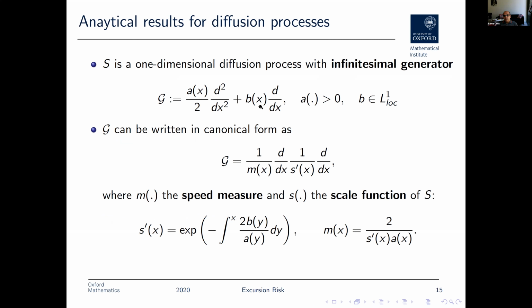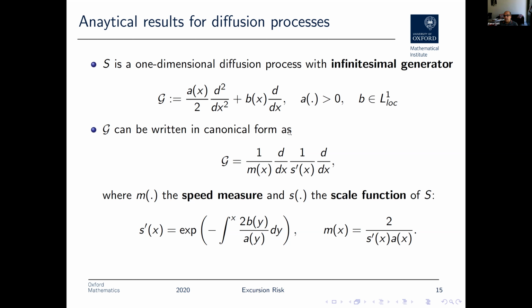So now I'm going to look at the case where S is a one-dimensional diffusion process, which is described by its infinitesimal generator. So there is a drift coefficient B, and there is a volatility coefficient, which would be the square root of A. So A is the square of the vol. Okay, so I assume that A is strictly positive, B is L1.